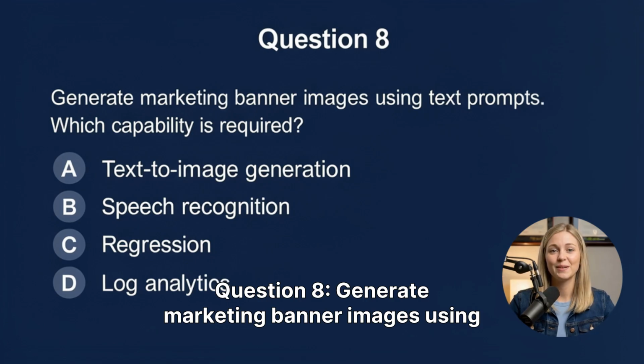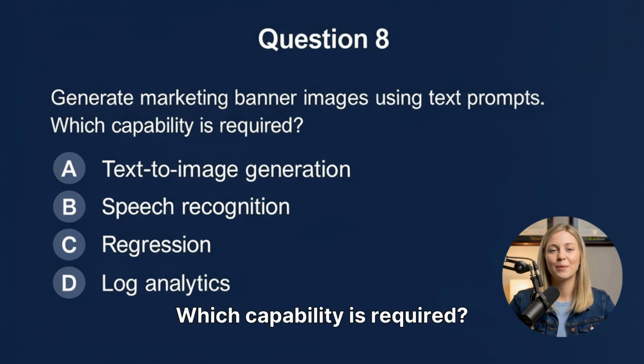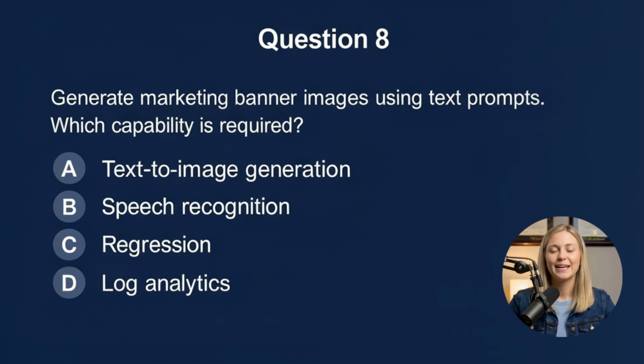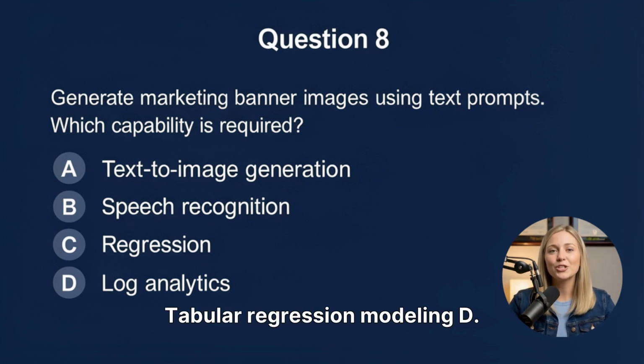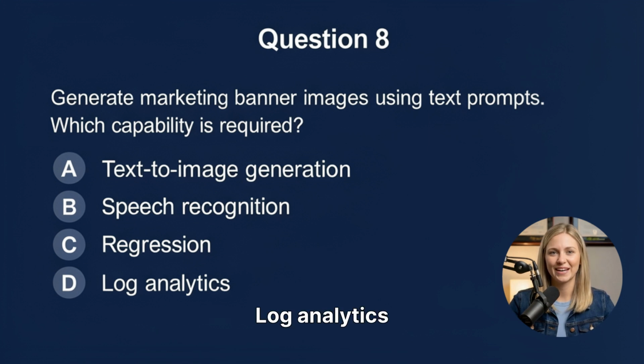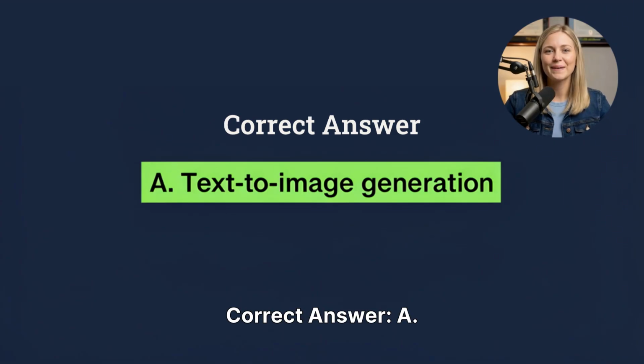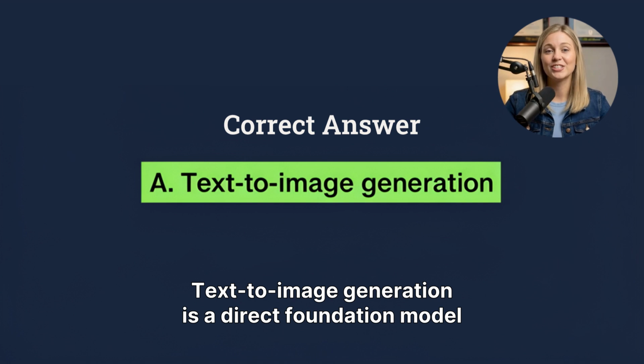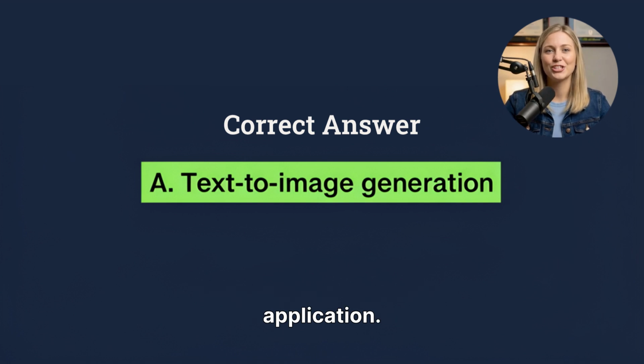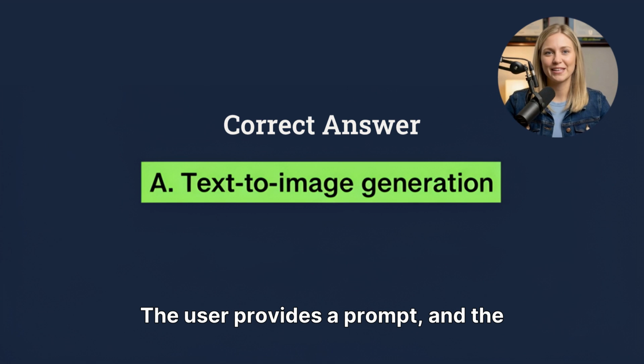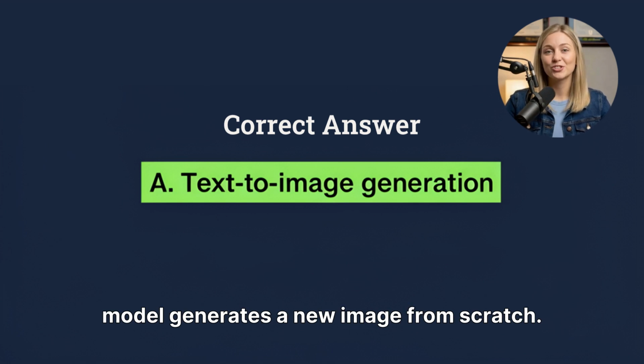Question 8. Generate marketing banner images using text prompts. Which capability is required? A. Text-to-image generation. B. Speech recognition. C. Tabular regression modeling. D. Log analytics. Correct answer, A. Text-to-image generation is a direct foundation model application. The user provides a prompt, and the model generates a new image from scratch.